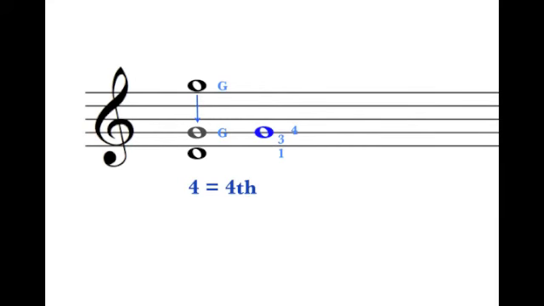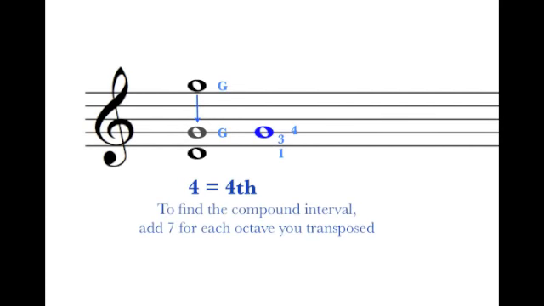Now previously we subtracted 7, but in this case to find the compound interval, we can add 7, so we transpose by 1 octave. So we simply need to add 7 one time, so 4 plus 7 is 11. This interval is some kind of 11th.